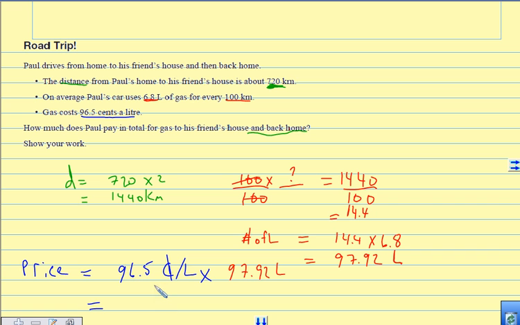And our answer will be 96.5 times 97.92, which is 9,449.28 cents. Now this is cents. So if we want to convert to dollars, we move the decimal 2 places. So it's 94.49 dollars. Okay, good. All right.